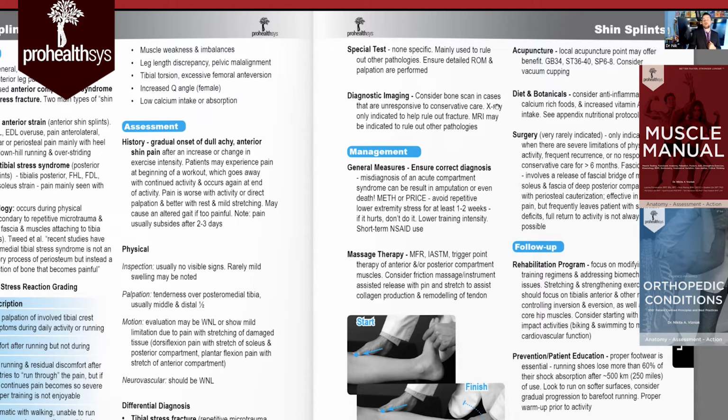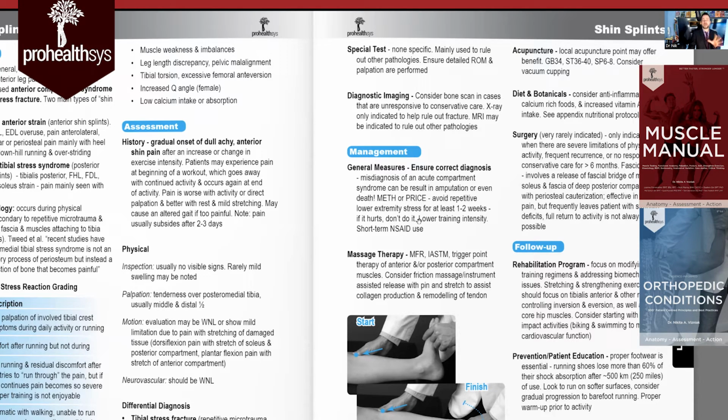Diagnostic imaging may also be warranted. A radionucleotide bone scan can show you increased activity in the area of the osteoblasts. So that could be a good test that you could perform. X-ray, only if you're going to rule out a more obvious fracture. And then MRI might be indicated. Ultrasound also might be a good choice to look for more soft tissue injuries.